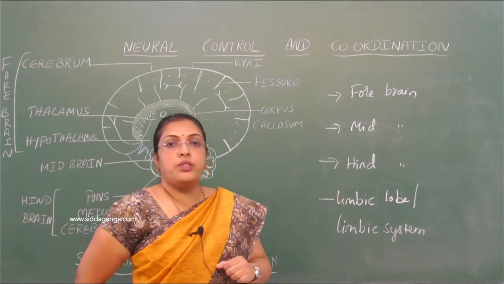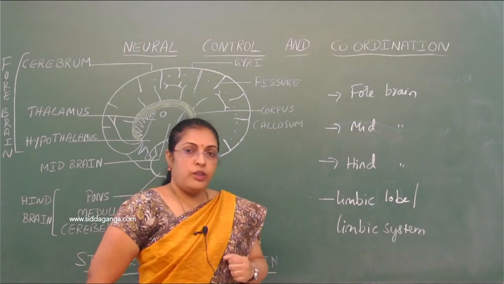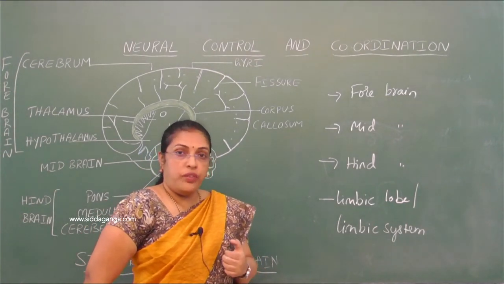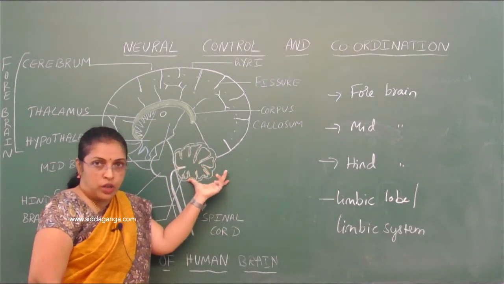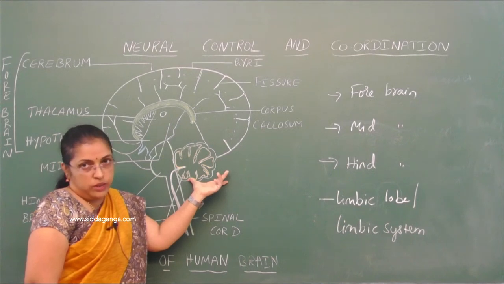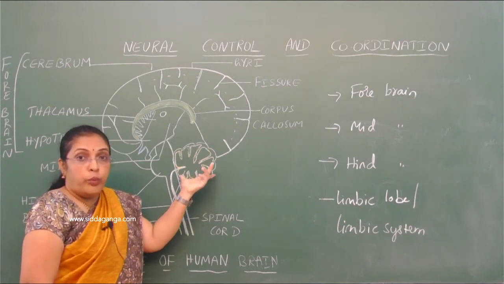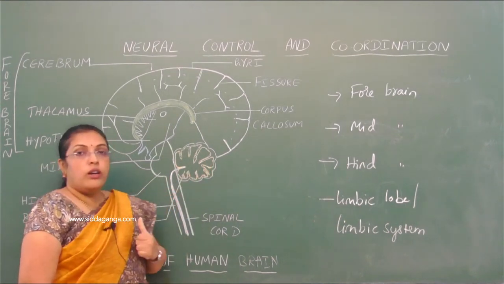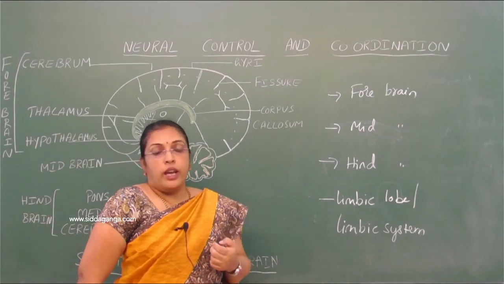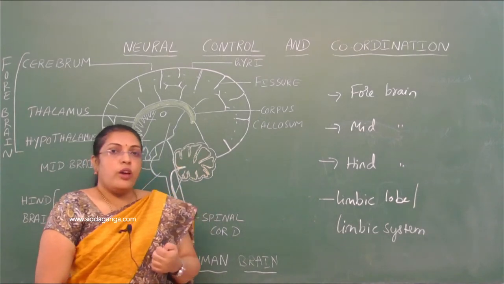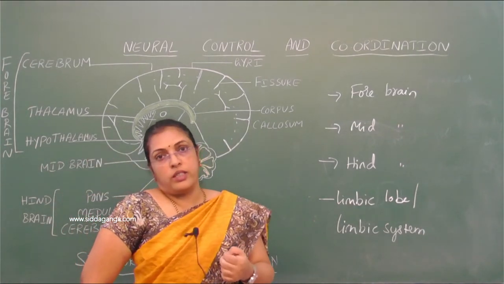Midbrain mainly helps in controlling auditory and visual reflexes. In the hindbrain, the cerebellum mainly helps to control muscular movements and body movements, and the medulla oblongata is responsible for controlling gastrointestinal, cardiovascular and respiratory reflexes.